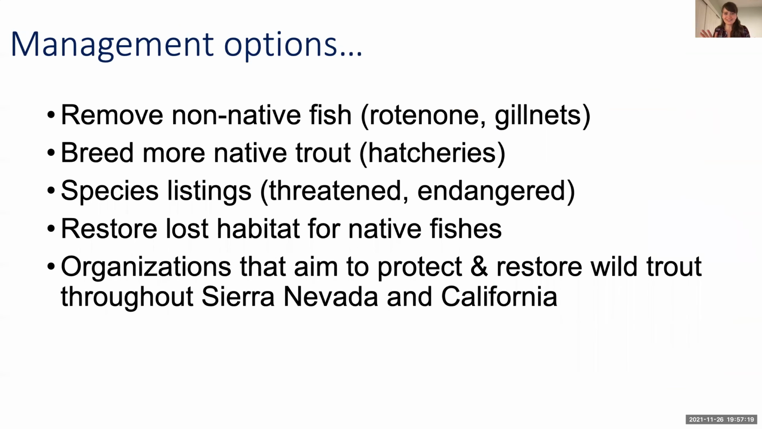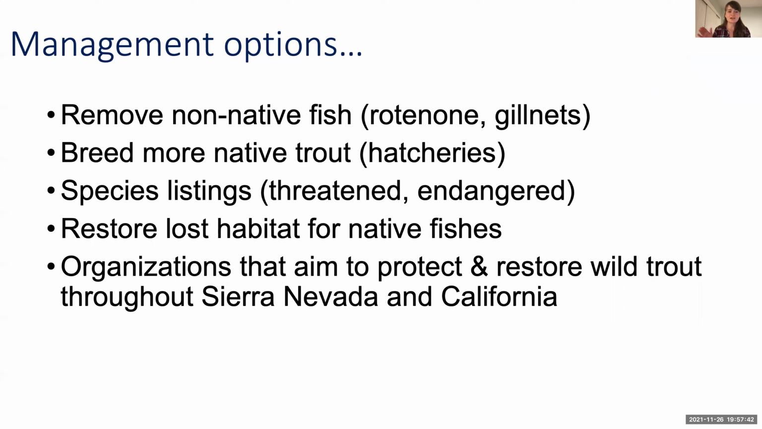Now, after all that bad stuff, let's look at what we can do about it. So there are some management options that people have tried. You can remove the non-native fish through rotenone or gill netting techniques. Throwing rotenone in a lake is basically throwing a toxic pesticide in the system, and you're going to kill everything, including the native species as well. So that's not great, but they used to do it.